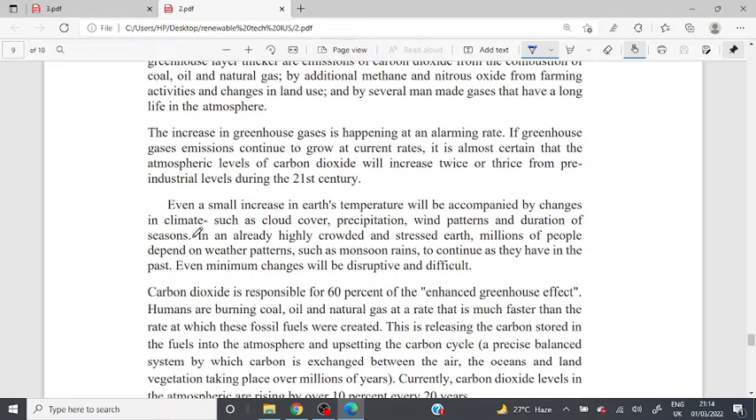Also, if you think of the winter season, Bangladesh has seen temperatures that we have never seen before, almost nearing freezing temperatures, almost reaching 5, 6 degrees in some areas of Bangladesh. Now, this didn't used to be the scenario a few years ago. This is why we say even the slightest change on the Earth's atmosphere everywhere makes a huge change in the local areas. In an already highly crowded and stressed Earth, millions of people depend on weather patterns such as monsoon rains to continue as they have in the past. Even minimum changes will be destructive and difficult.